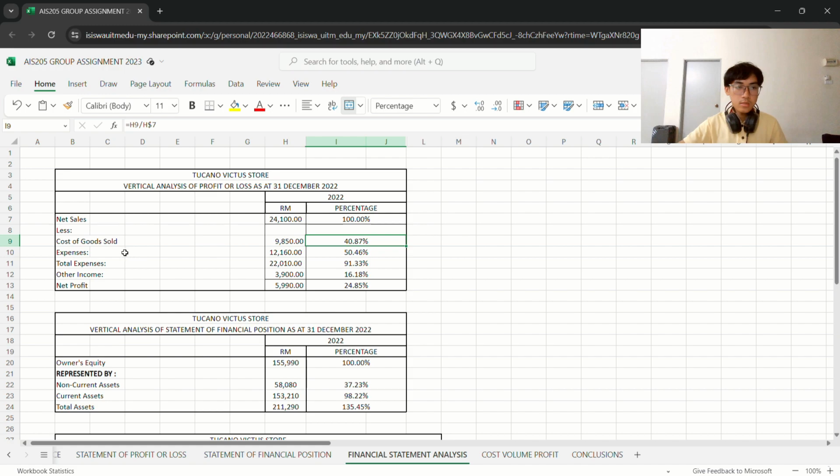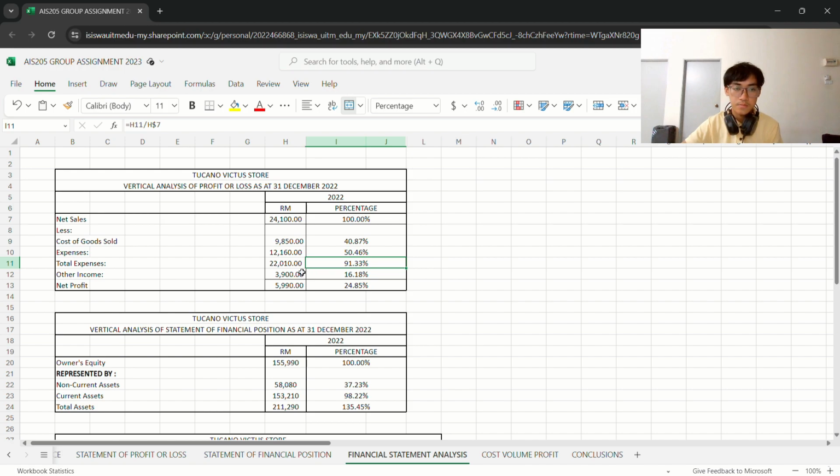So as you can see here, our cost of goods sold is 40.87% of the net sales, which is 9,850 ringgit. For the expenses, we got 50.46% of the net sales, which is 12,160 ringgit. While for the total expenses, which is 91.33% of our net sales, which is 22,010 ringgit.